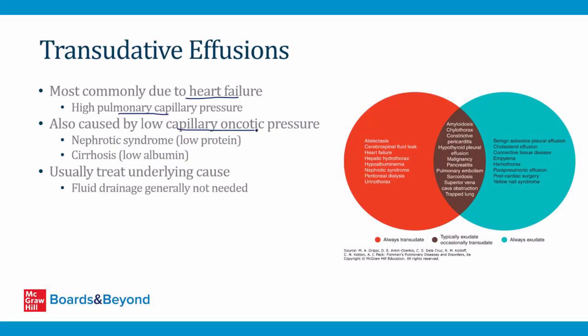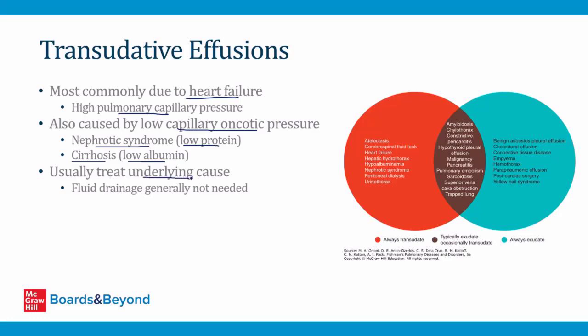These are situations where there are very low protein levels in the body, especially low albumin levels. So you can see this in nephrotic syndrome, where protein is being lost in the urine, so there's low protein in the capillary fluid. You can also see this in cirrhosis, where the liver is not producing albumin, so there's low albumin. And the treatment in most cases for transudative effusions is simply to treat the underlying cause.